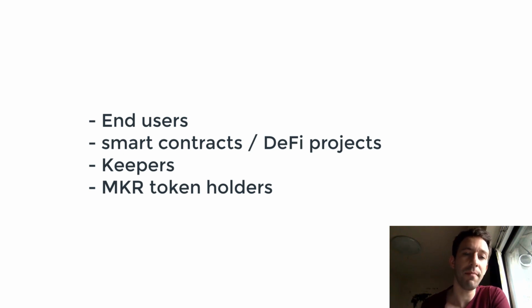And then you have MKR token holders. So actually there are two tokens in the system of Dai. You have the Dai token itself, and you have another token that is called MKR, and that is here for governance. What is very important to understand is that the only people that really need a deep knowledge of the Dai ecosystem are the keepers and the owners of MKR tokens. If you are an end user or you're building a DeFi project that interacts with Dai, you only need to understand how to interact with the Dai token.